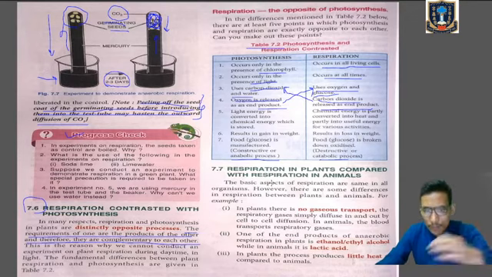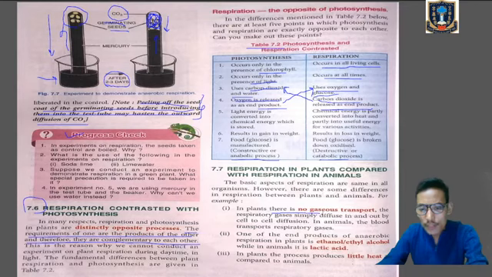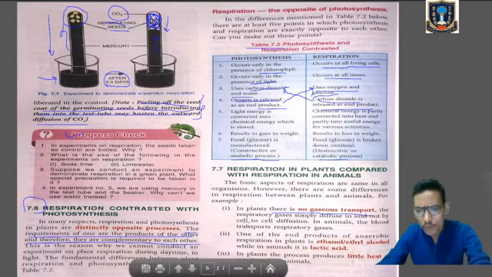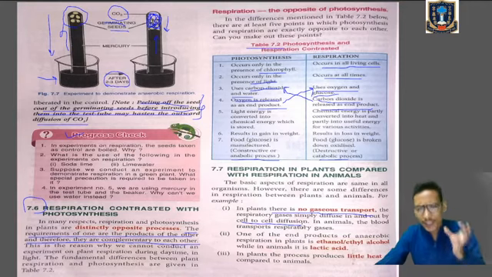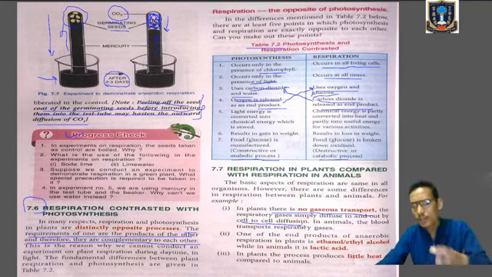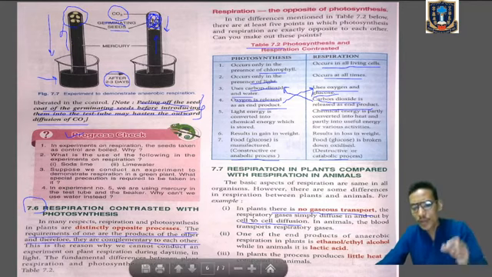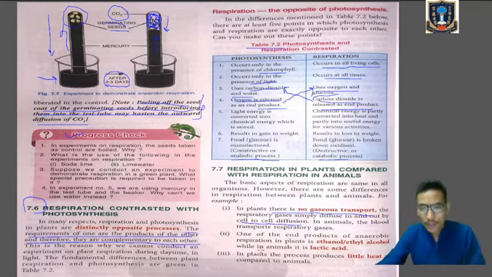Now let's compare the process of respiration in plants and animals. In plants there is no gaseous transport. The gases will simply diffuse from cell to cell. So in plants there is no such gaseous transport as in the case of animals. In animals the blood will transport the respiratory gases, but in plants there is no such chemical or fluid which will help in the transport of gases. So in plants there will be cell to cell diffusion of gases.